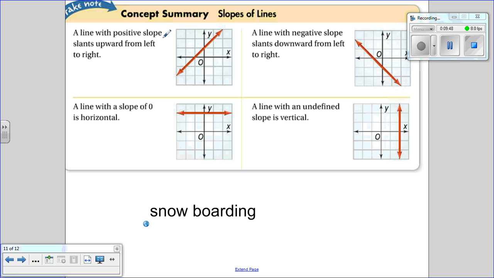So I would also write this one. When a line has a positive slope, it slants upward from left to right. When it has a negative slope, it slopes downward from left to right. If a line has a slope of 0, it's just a horizontal line. And if a line is undefined, it's vertical.